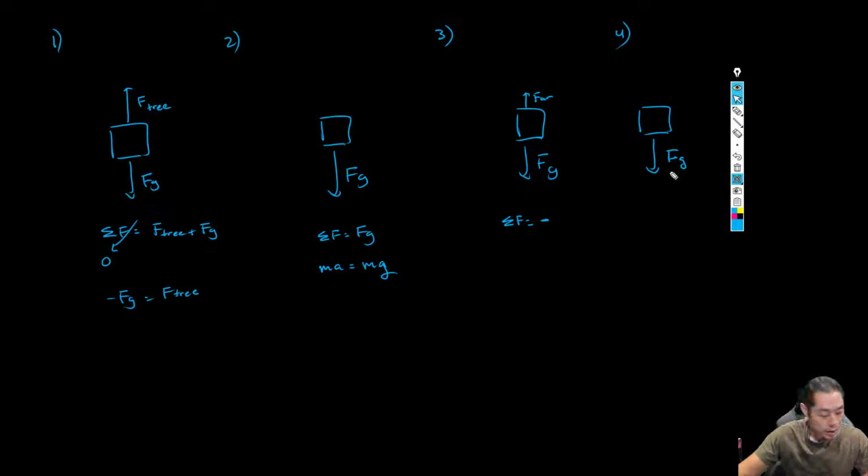And the last one, the apple is on the ground. On the ground it's not moving down any more, so there has to be a normal force keeping it up. So in this case, sum of all forces is equal to 0 again. So negative force of gravity is equal to force normal.